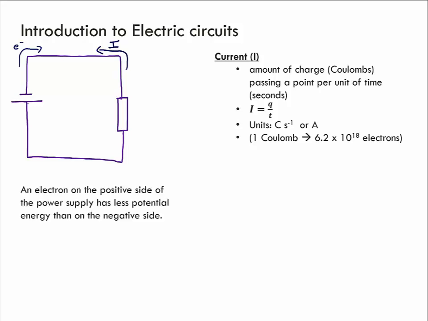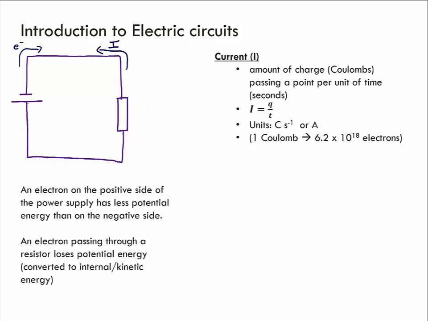So an electron on the positive side of the power supply has less potential energy. Positive side has less potential energy than the negative side. And an electron passing through that resistor converts some of that electrical potential energy into internal or kinetic energy. And we also find that this power supply acts to bump up the potential energy of the electron. So if we could compare the potential energy on the positive side to the negative side, we would find that this side here has more potential energy than the positive side.